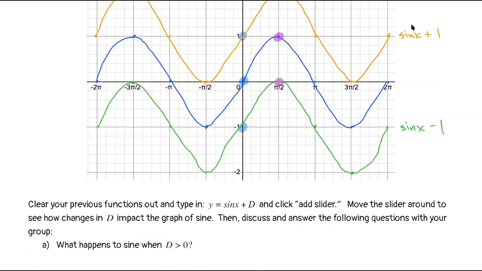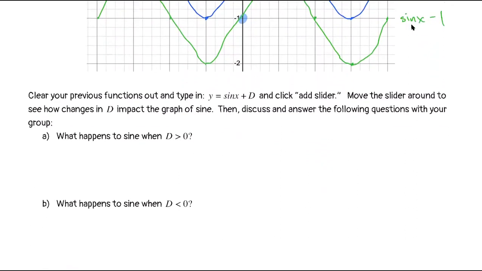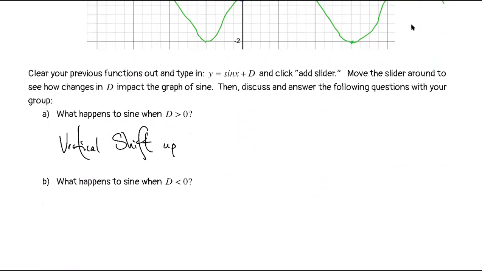And so when we look at what happens if we have the d value, or the number at the end, larger than 0, we're going to have a vertical shift up 1 or up. And then if the number is negative, we'll have a vertical shift down.